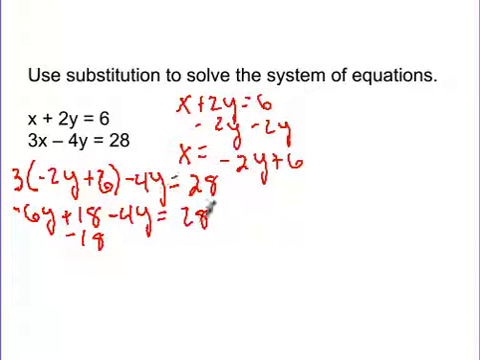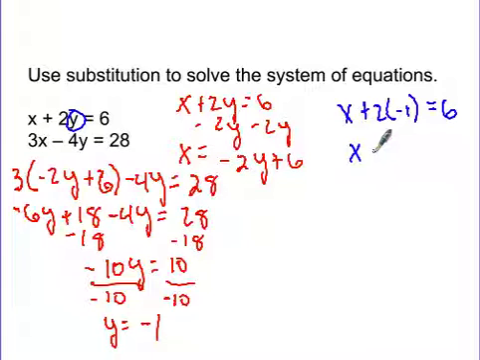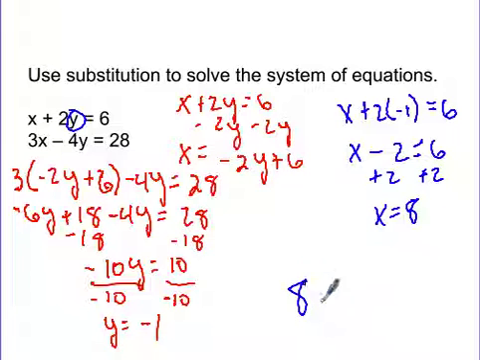So I can do this, subtract 18 from both sides. And what's negative 6y minus 4y? Negative 10y equals 28 minus 18 is 10. So y equals negative 1. Now I can substitute negative 1 into this first equation. So x plus 2 times negative 1 equals 6. x minus 2 equals 6. So x equals 8. 8, negative 1 is my ordered pair.